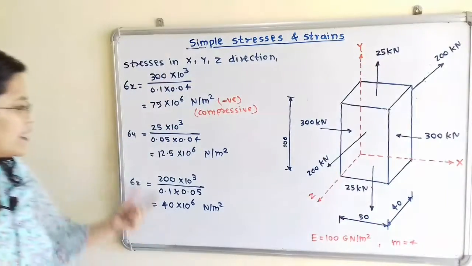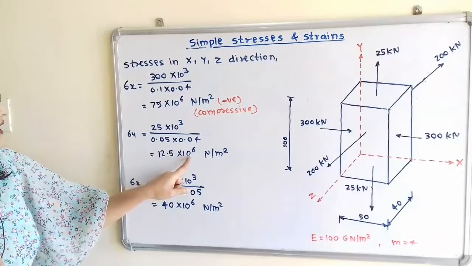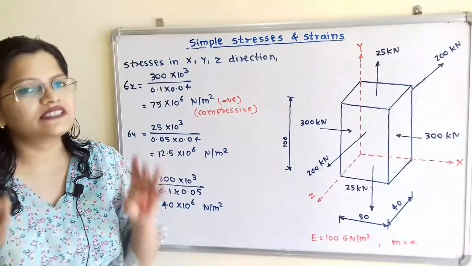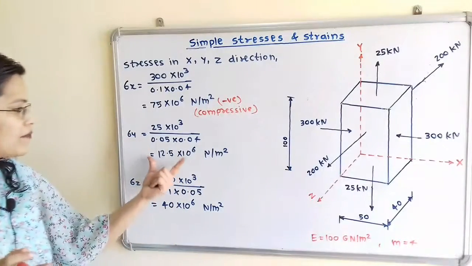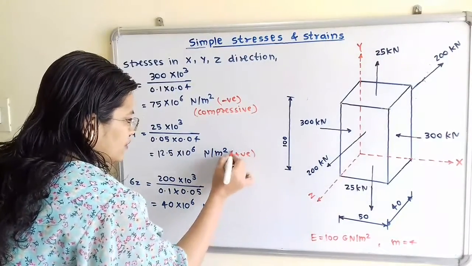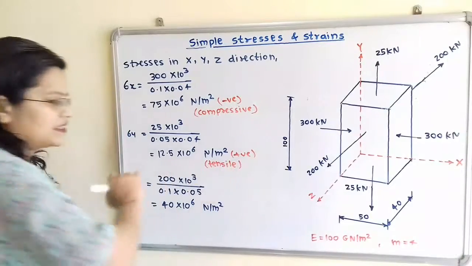So we have to take here sigma y is equal to 12.5 into 10 raised to 6 Newton per meter square. And the type of stress is tensile stress. So we have to use a positive sign while we write the magnitude, and we have to mention here the tensile nature of the stress.